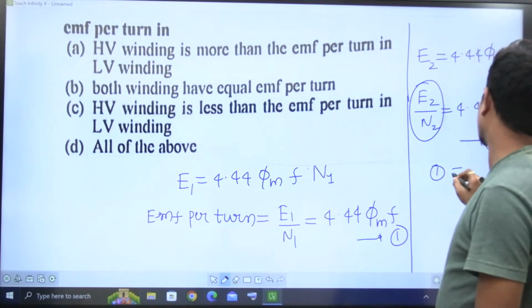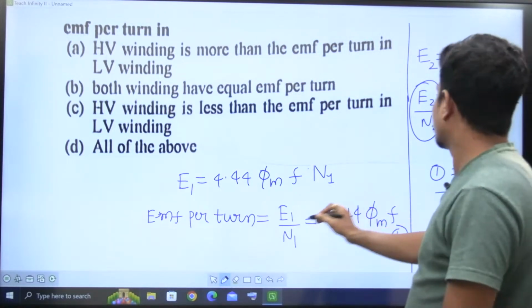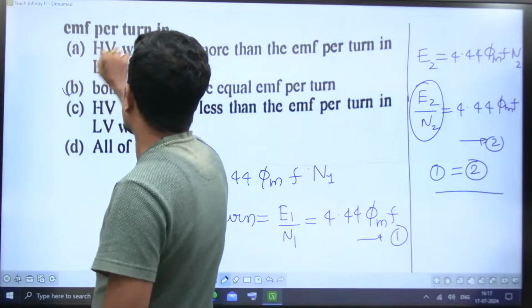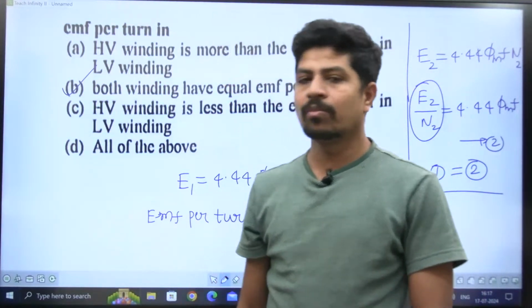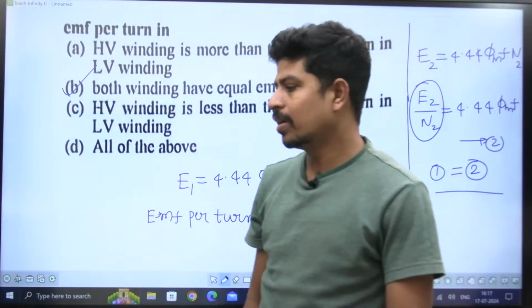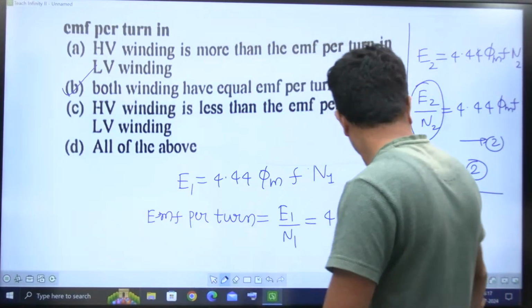1 is equal to 2. EMF per turn on both primary side and secondary side are equal. So both windings have equal EMF per turn. Very good, Mr. Max. Okay.